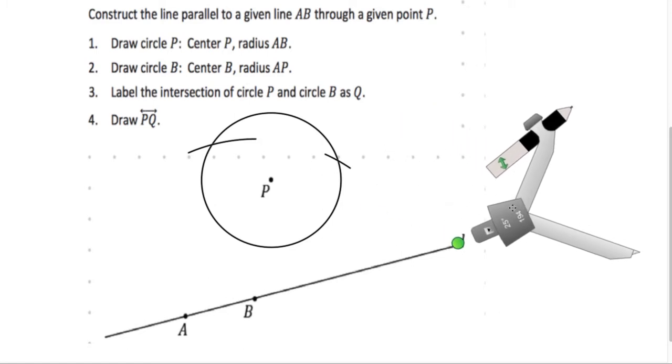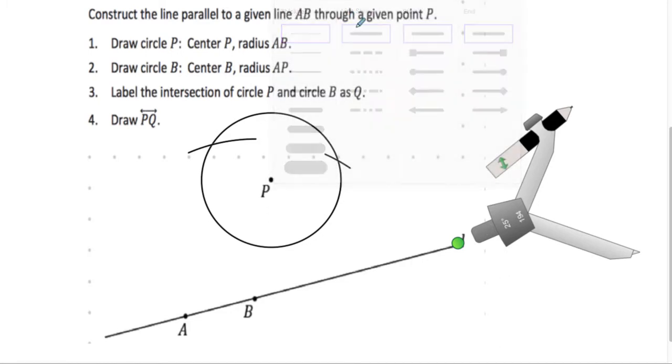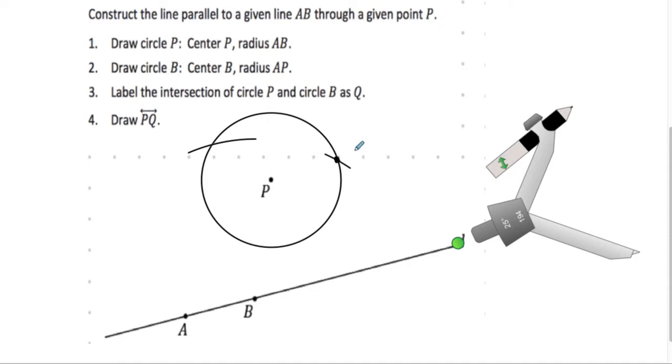Those are the two intersection points that I got for my circle. You should have something similar, if not exact. All right, we're going to label this intersection right here on the right-hand side. We're going to label that point Q. And then we're drawing the line, not line segment, PQ. So I come back up here to my line tool.